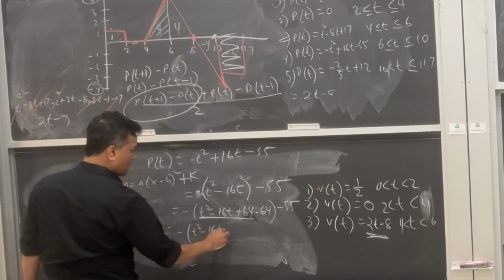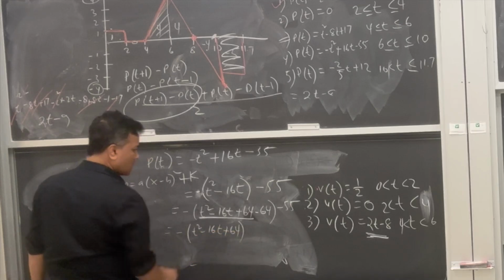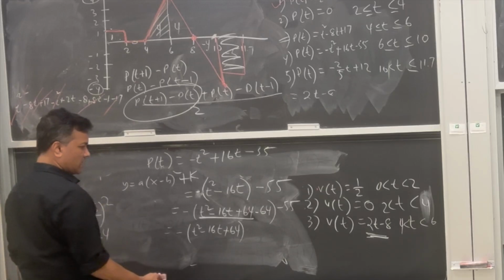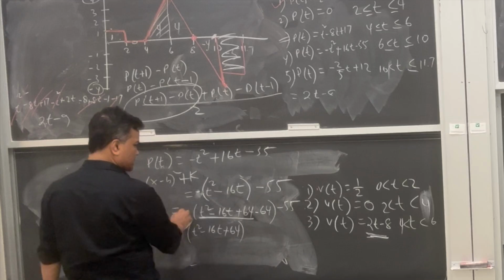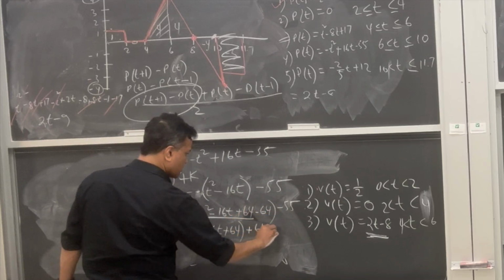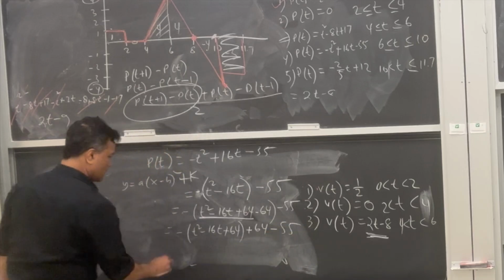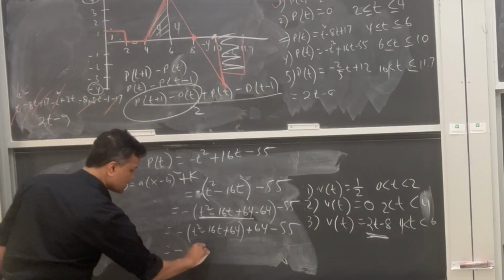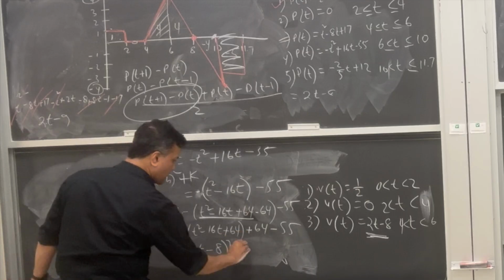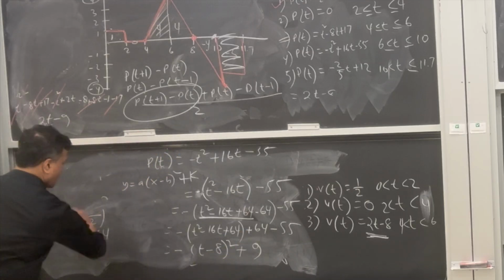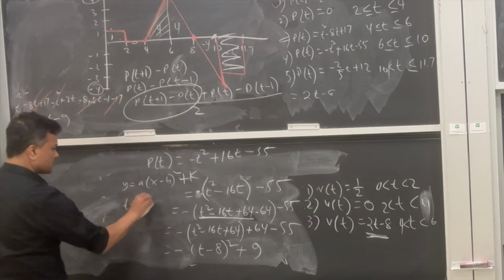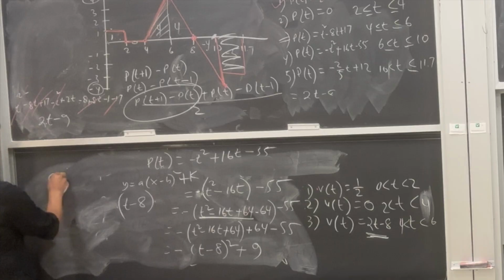Now inside we have t squared minus 16t plus 64, and then we put the other 64 outside. Minus minus becomes plus, so it goes outside: plus 64 minus 55. Now minus t minus 8 squared plus 9. Now we're going to write t minus 8 and then find acceleration.